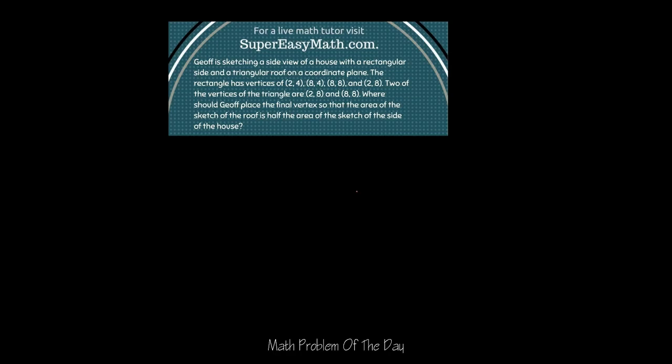Today's math problem of the day says Jeff is sketching a side view of a house with a rectangular side and a triangular roof on a coordinate plane. The triangle has vertices of 2, 4, 8, 4, 8, 8, and 2, 8. Two of the vertices of the triangle are 2, 8, and 8, 8. Where should Jeff place the final vertex so that the area of the sketch of the roof is half the area of the sketch of the side of the house?